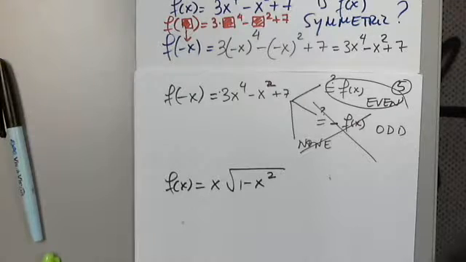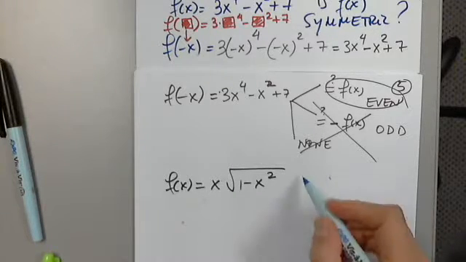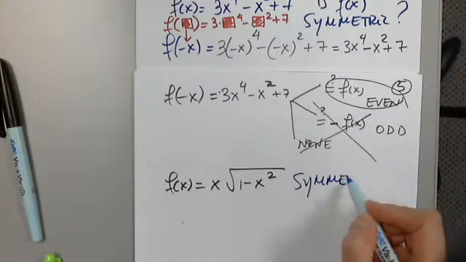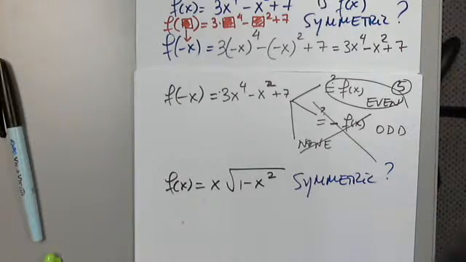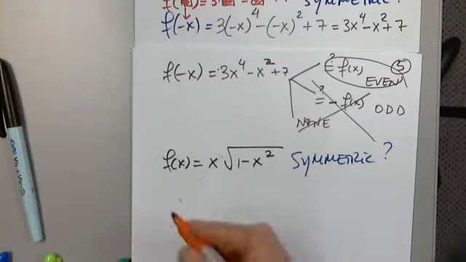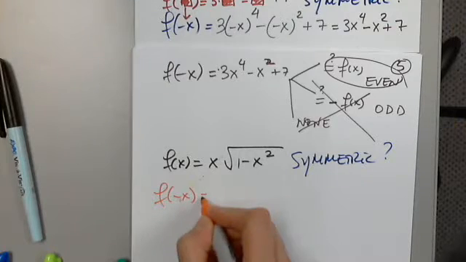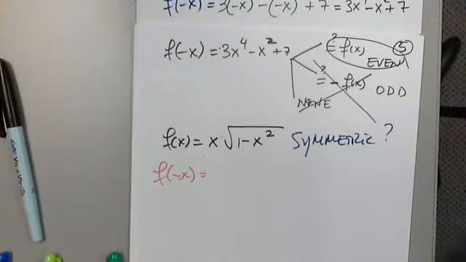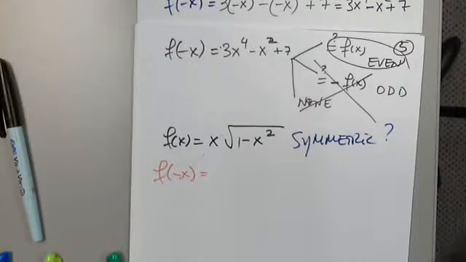Is f of x symmetric? What do I need to determine? What do I need to calculate in order to establish whether it's symmetric or not? Indeed, that's the answer. F of negative x needs to be calculated. So now can anyone dictate? How do I determine this?